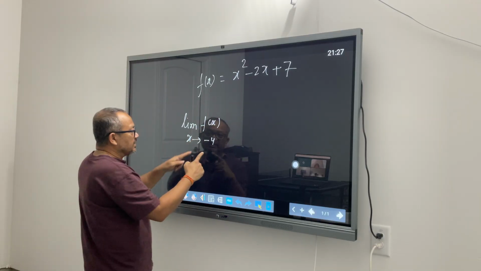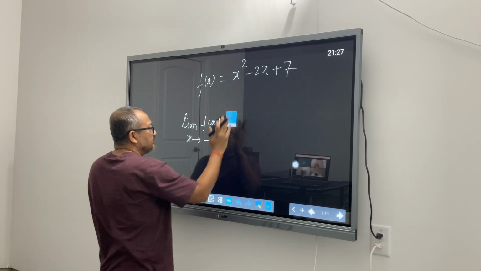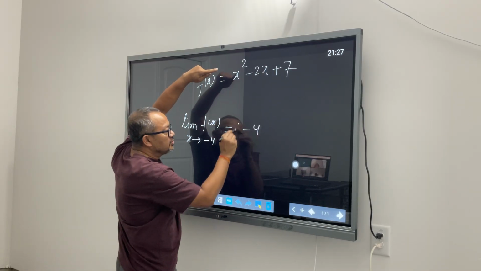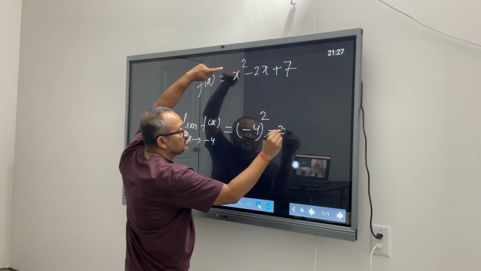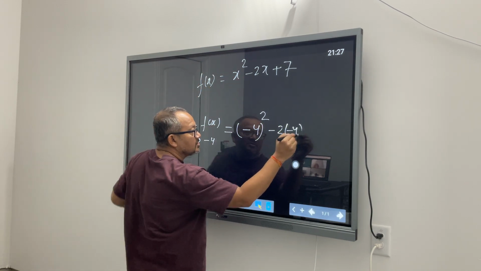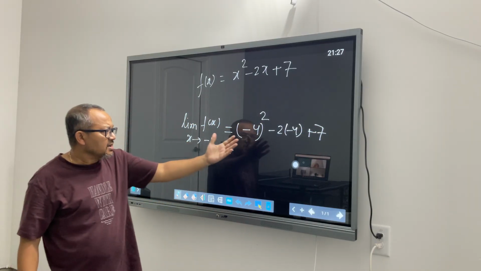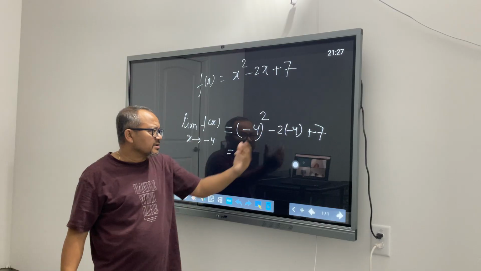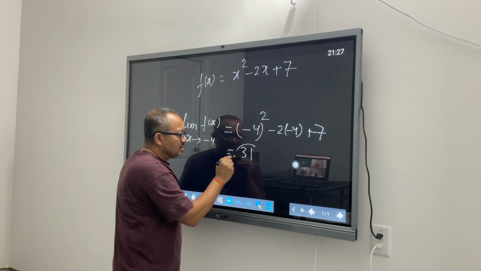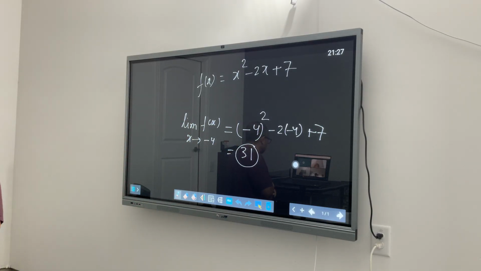So when we try to find the limit of this, we will say, okay, wherever I have x, I will substitute minus 4. Minus 4 squared is 16, minus into minus plus 8, 16 plus 8 is 24, plus 7, 31. This is what we got by just substituting it.